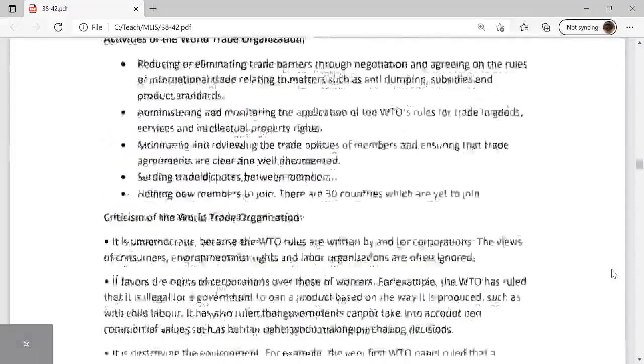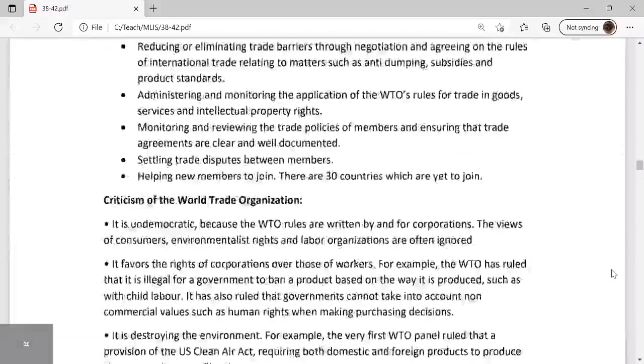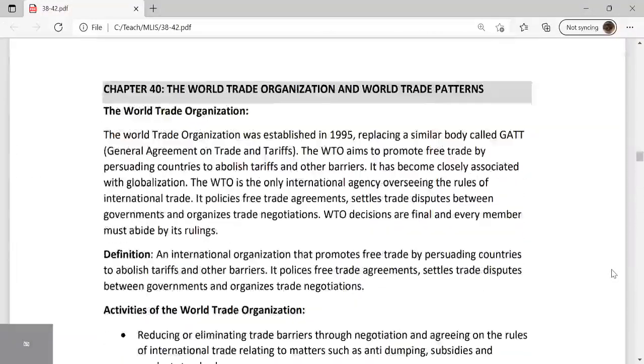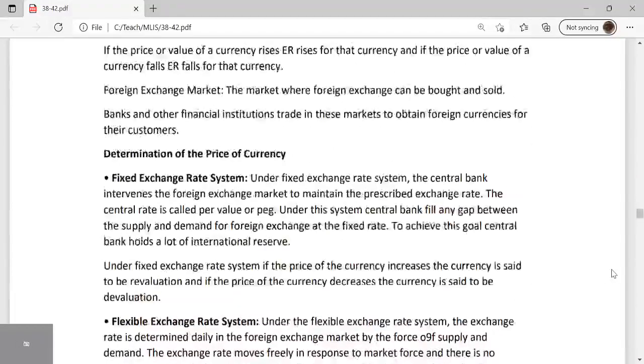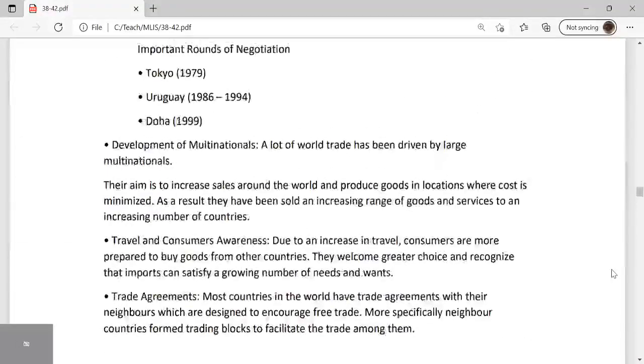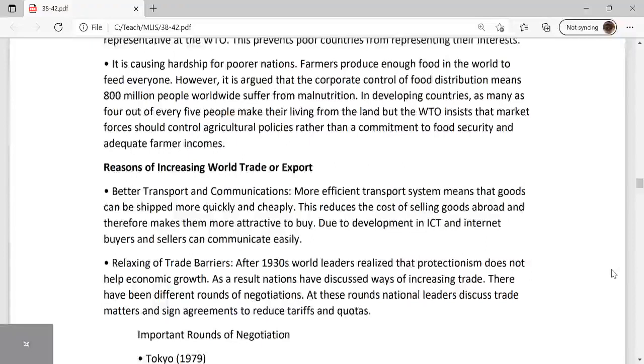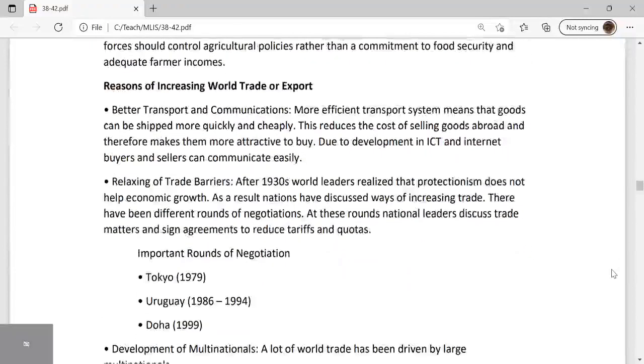Okay, so in the last class we discussed chapter 14. We discussed the World Trade Organization and the World Trade Pattern, but the last part of it was unfinished. So let's talk about the World Trade Pattern. This was the part that was left from the last class.